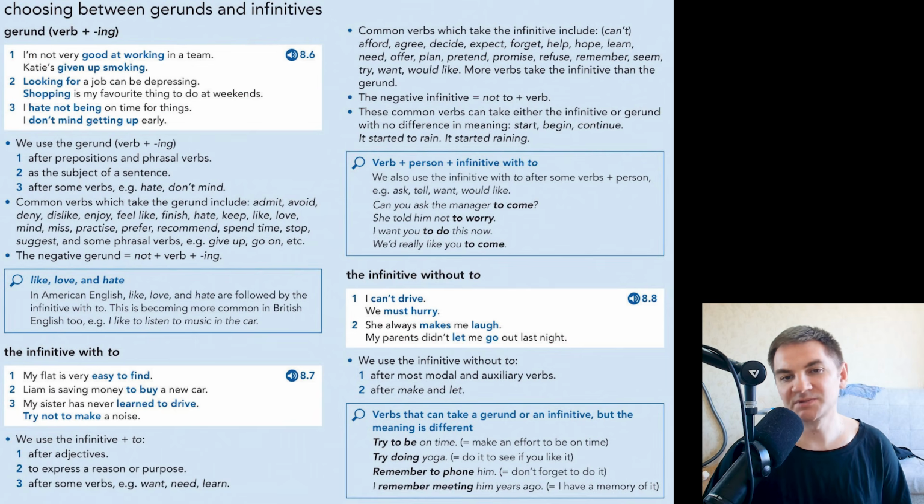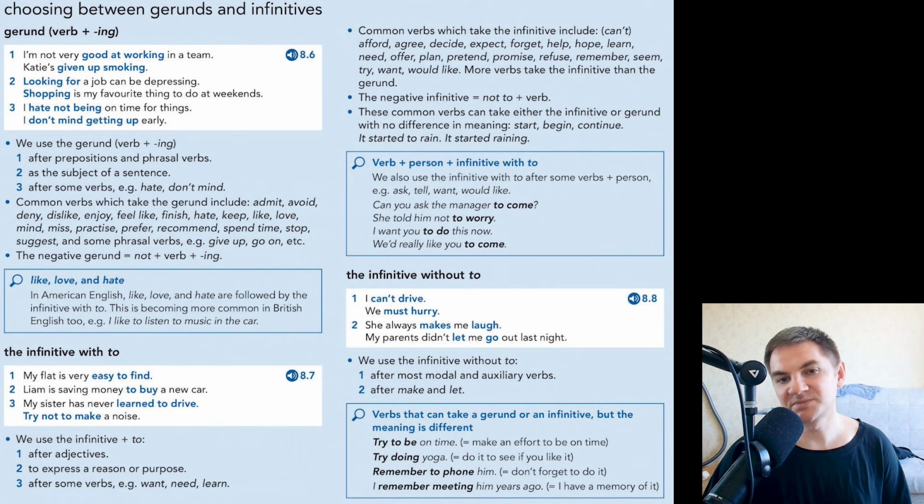So, common verbs which take the infinitive include can't afford, can afford or can't afford to do something, maybe to buy. Agree, decide, expect, forget, help, hope, learn, need, offer, plan, pretend, promise, refuse, remember, seem, try, want, would like. More verbs take the infinitive than the gerund. The negative infinitive, not to plus verb.